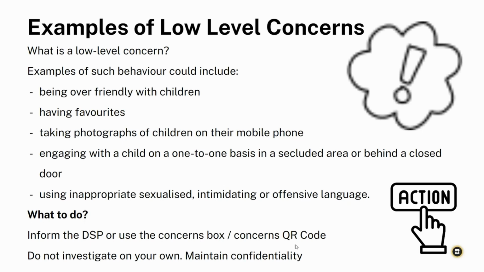What to do if you have a low-level concern? Inform the designated safeguarding person, or if you have a concerns box, as many schools do, put it there. Your school may also have other procedures for reporting low-level concerns. The reason so many schools are now taking low-level concerns seriously is because research has shown that individuals who abuse children often begin in organizations by breaking smaller rules, testing the organization to see how strict they will be. And so by everyone being vigilant, it will identify these individuals and ensure the school is safe.